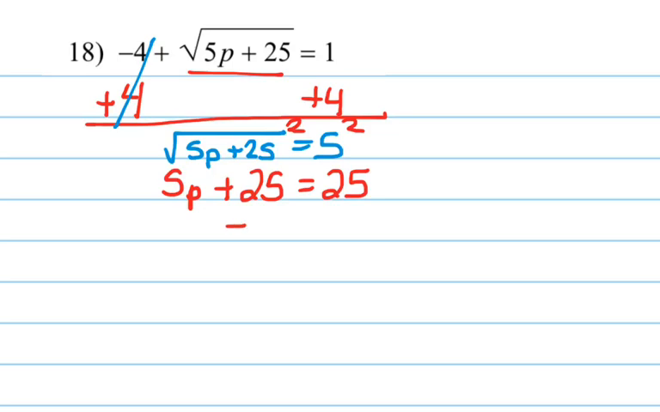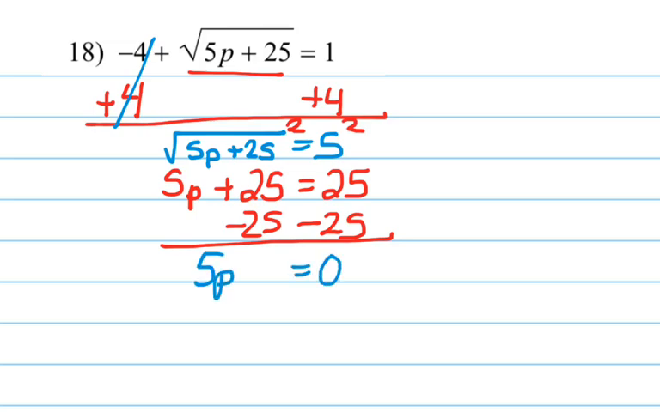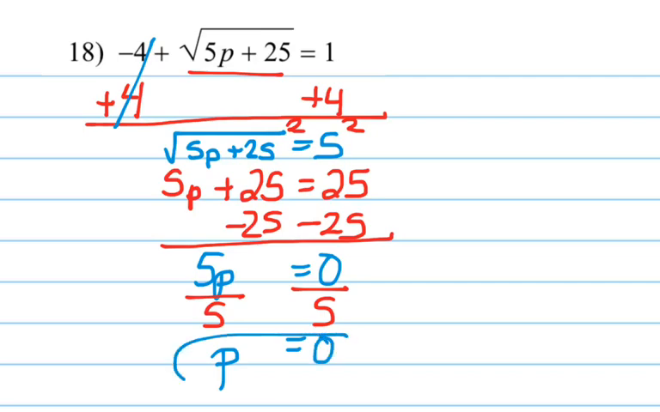I'm now going to subtract the 25 from both sides. And that gives me 5p is equal to 0. Some of you may not need to show this next step because you may go, oh, anything times something and I get a 0, that means that p has to be 0. That's fine. Or 0 divided by 5 is 0. So my answer, p equals 0.